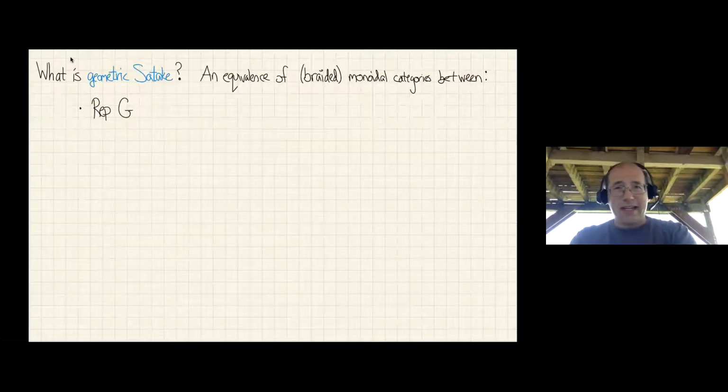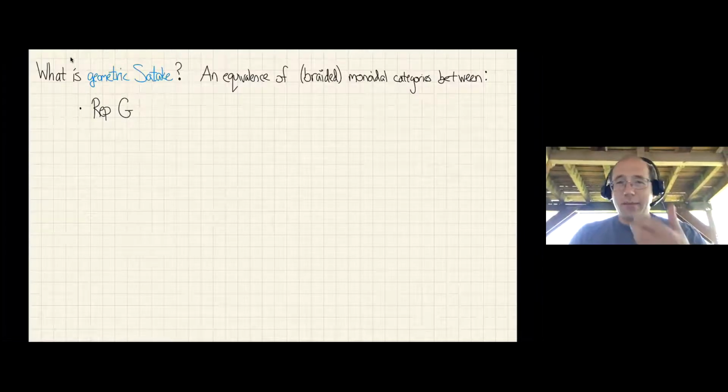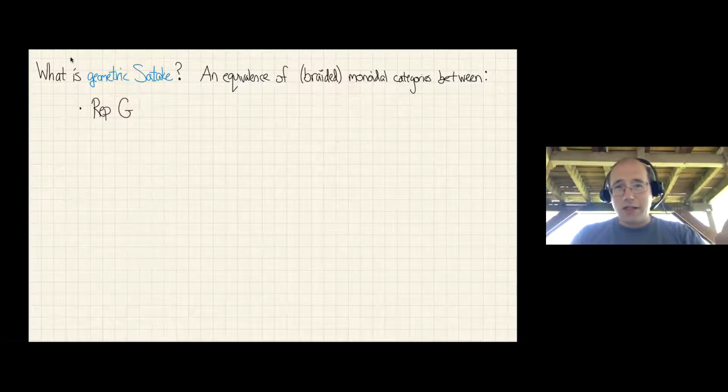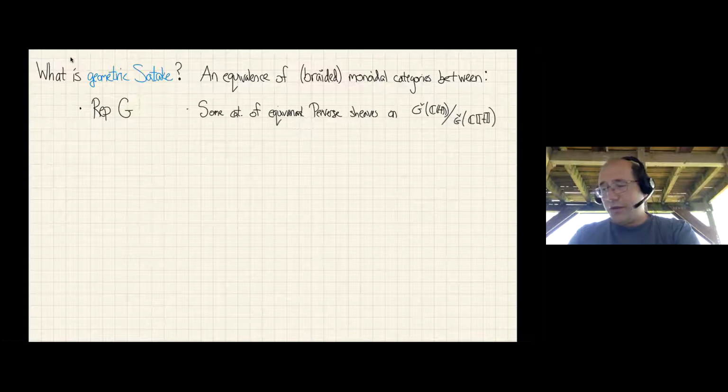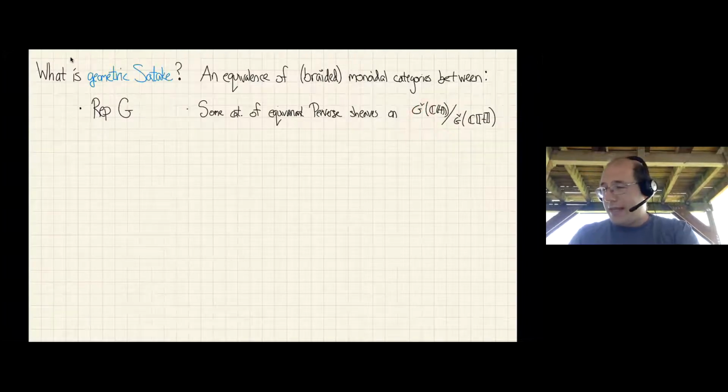What is geometric Satake? So geometric Satake is an equivalence of monoidal categories between two things, one of them really familiar and one of them pretty complicated and nasty. So the familiar thing is supposed to be representations of a complex semi-simple Lie group. On the flip side, you get some sort of category of equivariant perverse sheaves on the Langlands dual affine Grassmannian. So for me, this is easy and this is hard. I never really understood the right-hand side of this.